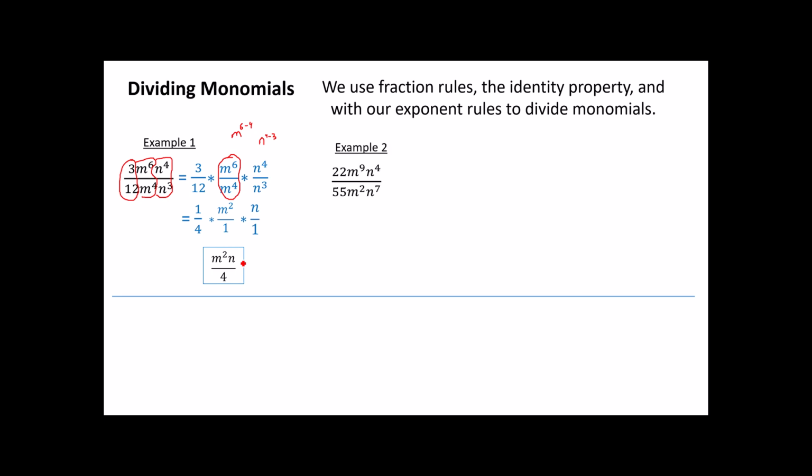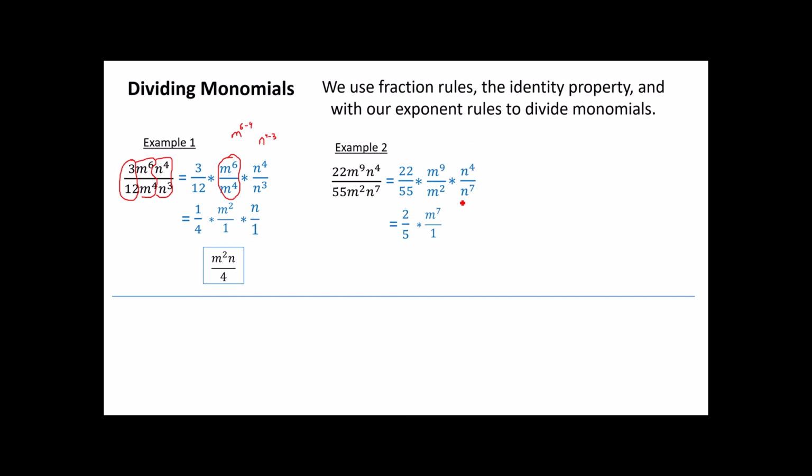Try this one. 22 m to the 9th n to the 4th over 55 m squared n to the 7th. Just like before, I'm going to split this into 3 fractions, where the things that are alike are together. And then I'm going to deal with those fractions one at a time. I'm going to take 22 over 55, and I'm going to realize both of those have an 11 inside of them. I get rid of the 11 they have in common using my identity property. I then look at my m's. M to the 9th over m to the 2nd leaves me with m to the 7th, and anything that's not a fraction is always over 1.